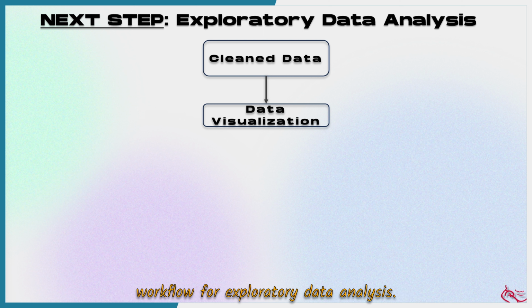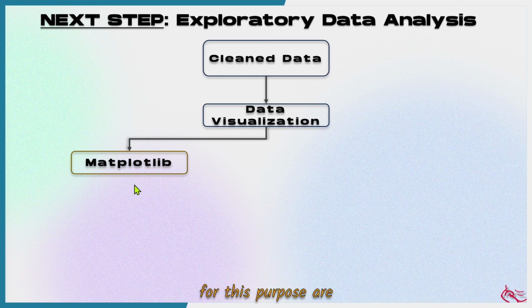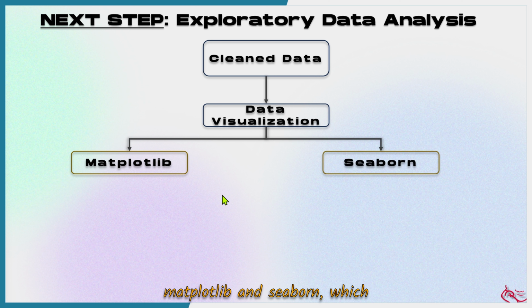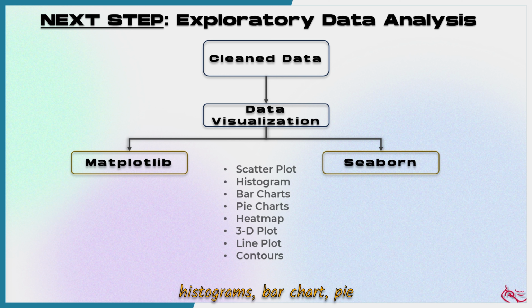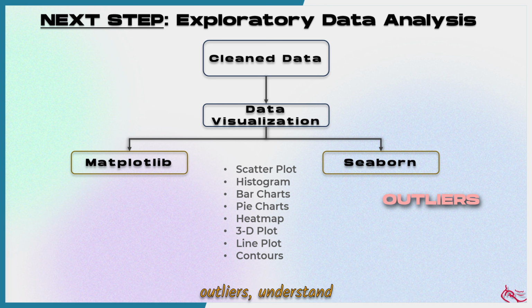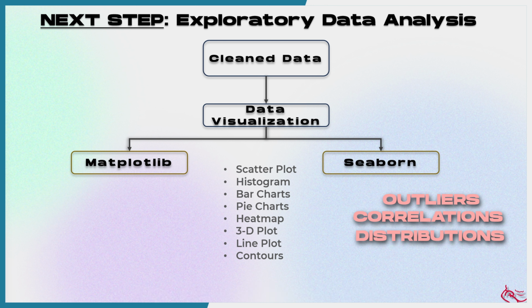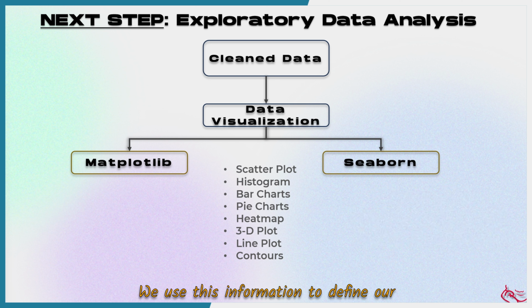The presentation slide illustrates the workflow for exploratory data analysis. To analyze the data, there are various libraries available for data visualization. The most commonly used Python libraries for this purpose are matplotlib and seaborn, which offer advanced visualization techniques such as scatter plots, histograms, bar chart, pie chart, heat map, 3D plot, line plot, and contours. Also, we have polar plots and there are many more. Matplotlib can do a lot. These data visualizations help identify outliers, understand correlations, data distribution, and more. We use this information to refine our training datasets further.